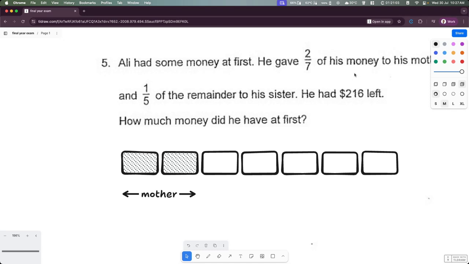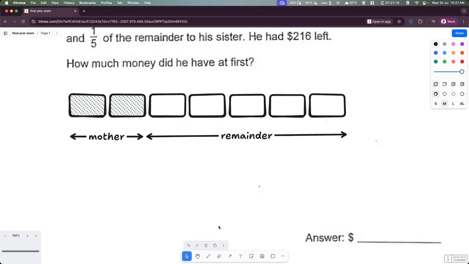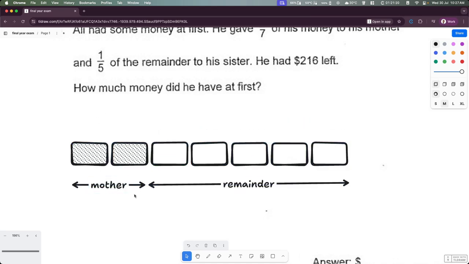Okay, so 2/7 is and 1/5 of the remainder. So where is the remainder? The remainder is this over here. Okay, all right, so the remainder, and then 1/5 of the remainder to his sister. Right, so his sister is, I don't know if I can put the word, I'm going to put "sis". Sister. Let's see if I can fit this into one little block.